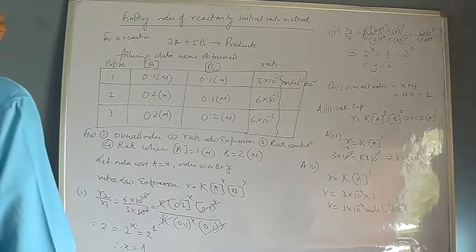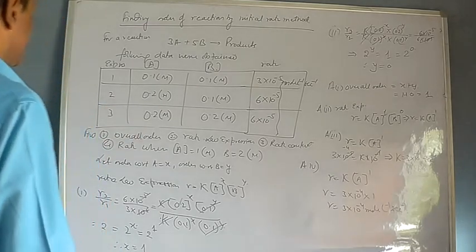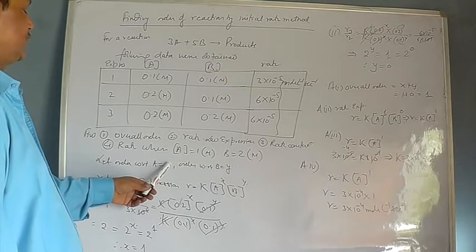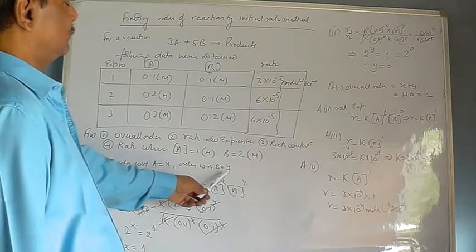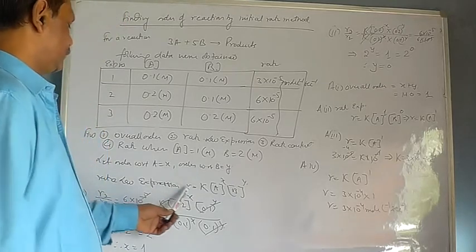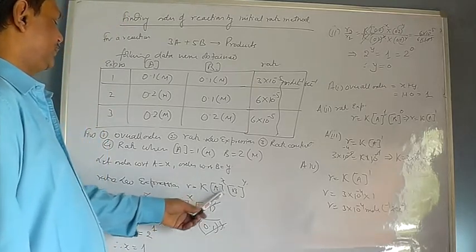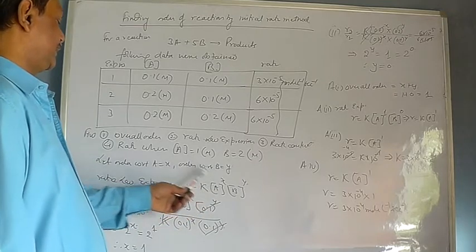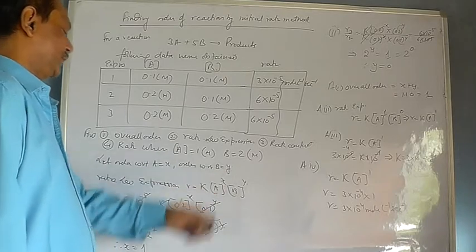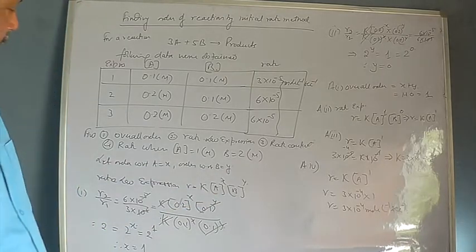So class, let us start how to solve it. First we'll take the order with respect to A as x and the order with respect to B as y. Then we'll write a general rate law expression: R equals some constant K, [A] to the power x, because we have taken the order with respect to A as x, and [B] to the power y, because we have taken the order with respect to B as y.